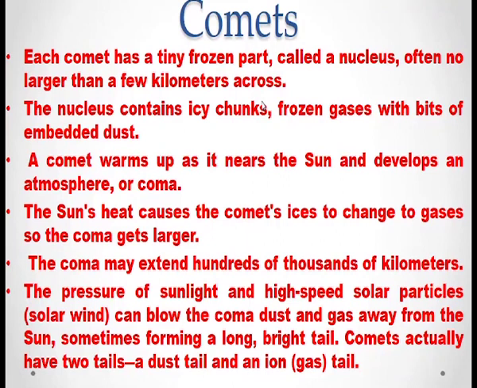The pressure of sunlight and high-speed solar wind, solar particles, can blow the tail or coma dust and gas away from the sun, sometimes forming a long bright tail. Comets actually have two tails, a dust tail and an ion gas tail. This is how comets become a fascinating object in our solar system. So this is how our solar system consists of many interesting objects.